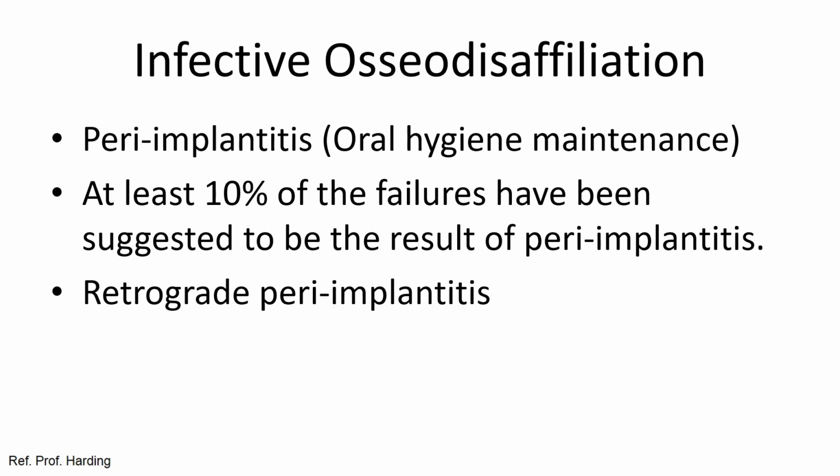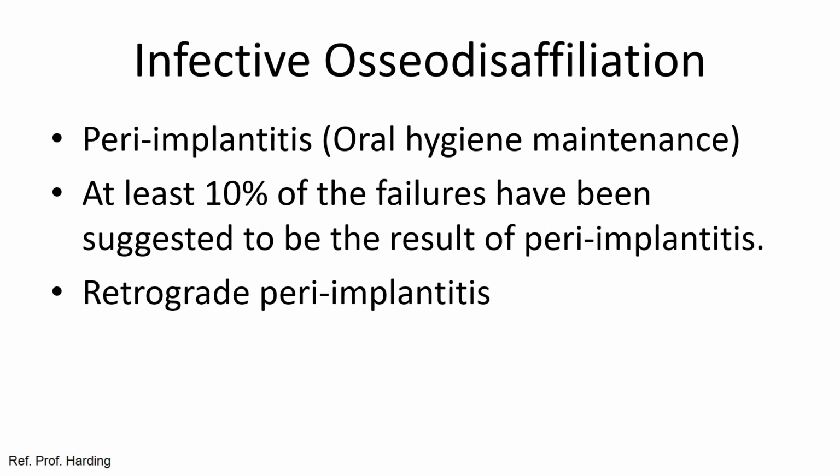Now, infective osteodisaffiliation can occur quite late on in the functioning life of your implant, and the most common one is peri-implantitis. Perhaps a better description is peri-implant disease, and this is nearly always down to poor oral hygiene and patient maintenance, and at least 10% of failures have been suggested to be the result of peri-implantitis. So it's quite a significant cause of infective osteodisaffiliation.